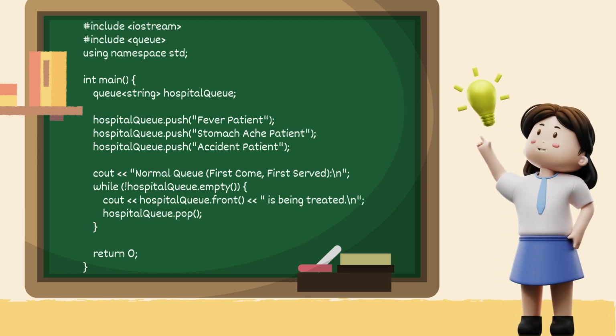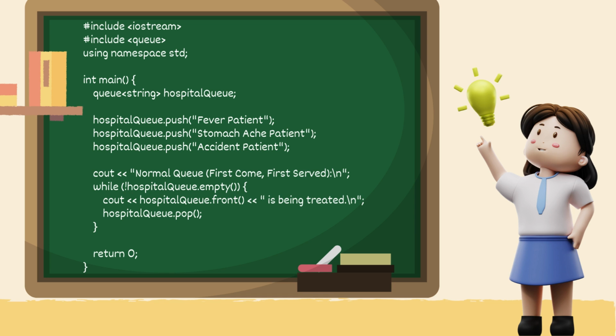The first patient has a fever, the second has a stomach ache, and the third has been in an accident. Even though the accident is serious, in a normal queue we still follow the rule first come, first served. Next, we display the message, cout, normal queue, first come, first served. This lets the viewer know how patients are being treated in this queue. Then we use a while loop to go through the queue.